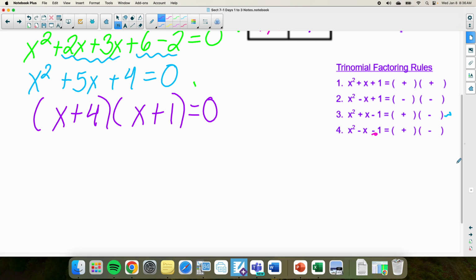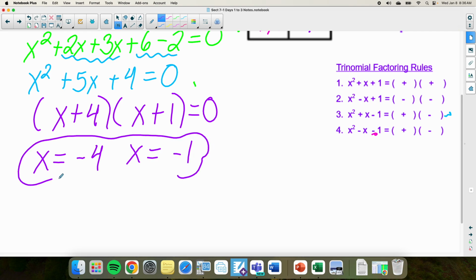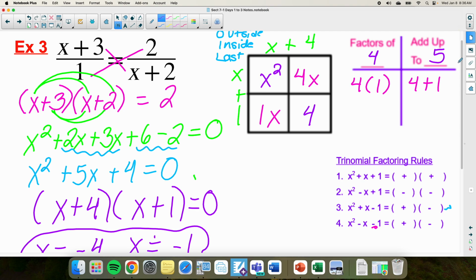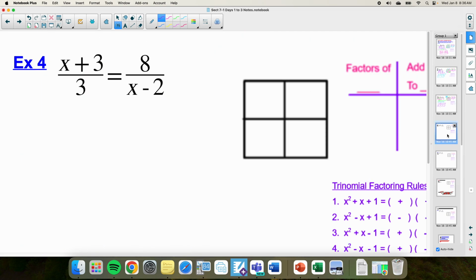Then, to solve these, you take the opposite of that. If that's plus 4, your answer is negative 4. This is plus 1, your answer is negative 1. Okay. Do you guys remember last year going from this to 2 parentheses? Do you remember factoring like that? Do you think you did that? Did you do like a table like this? You did. Kind of the same way? Okay, good. All right, now we have 3 more to do.